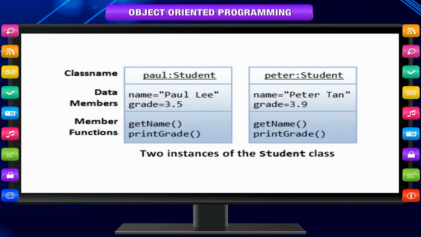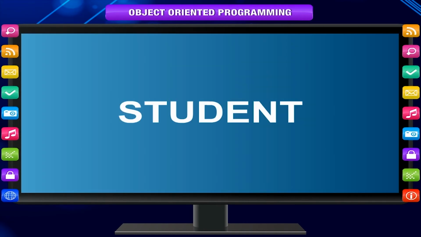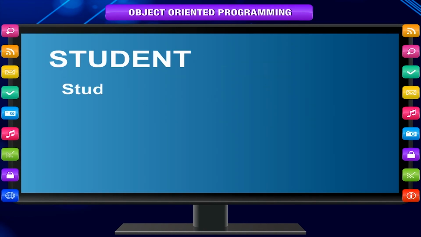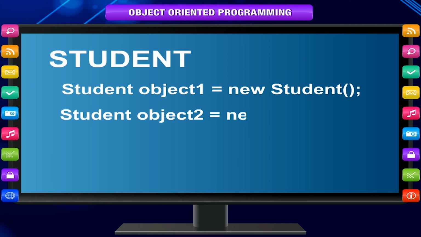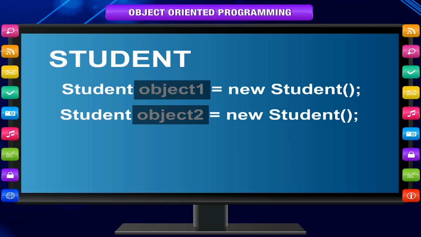Once a class is defined, we can create any number of objects of the type Student. Student object1 = new Student(); Student object2 = new Student(); Both the objects, object1 and object2, will have all the data members and method members to operate upon its own data.